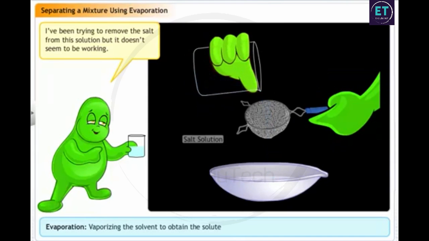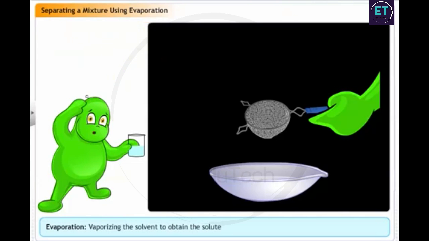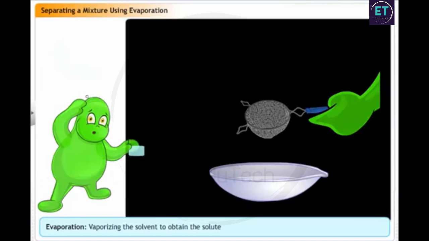I've been trying to remove the salt from the solution, but it doesn't seem to be working. You can separate salt from a solution by evaporating the water from the solution. Evaporation is the process in which a dissolved solid substance is obtained from a solution by allowing the solvent to vaporize. Let's take a look at this process through a demonstration.